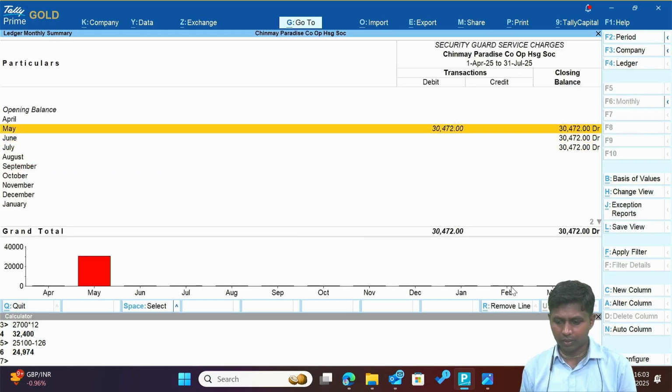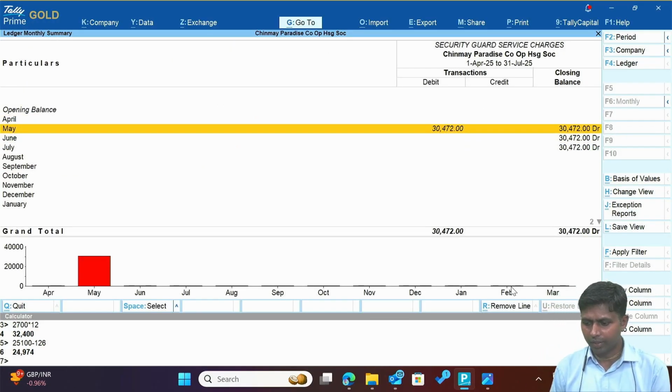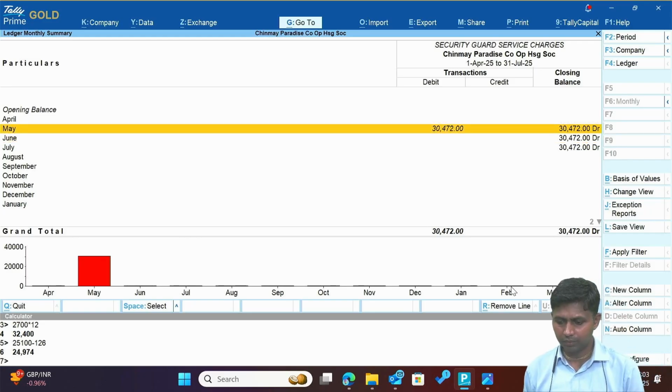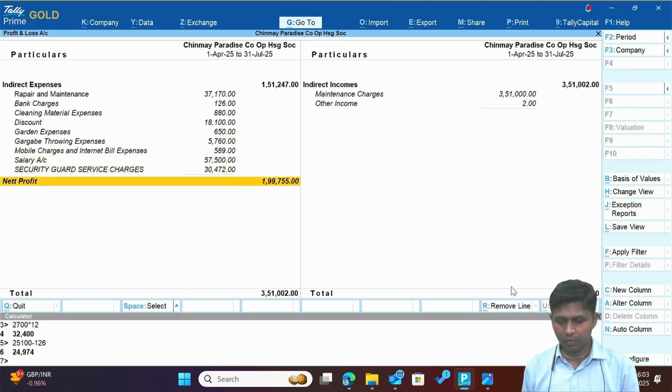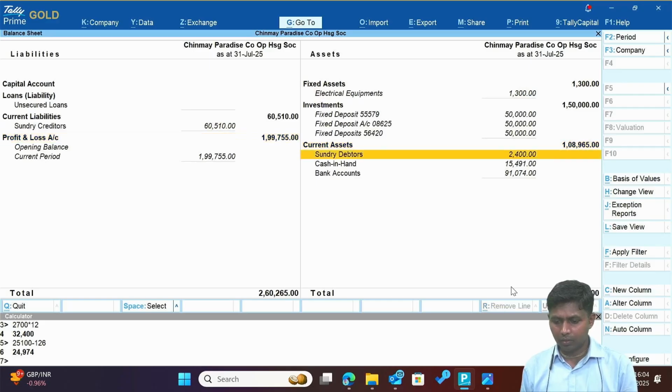In security charges, okay, we had the contract, but that contract is now over. Therefore, only in 1 month you will find the amount. That means this amount is also correct. Okay. Now I think our ledger scrutiny is also over. Everything is perfect.